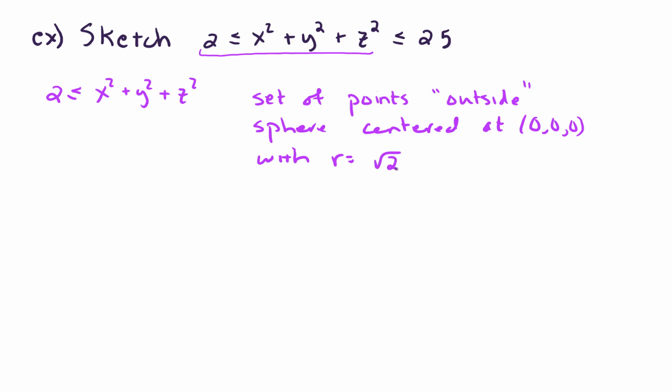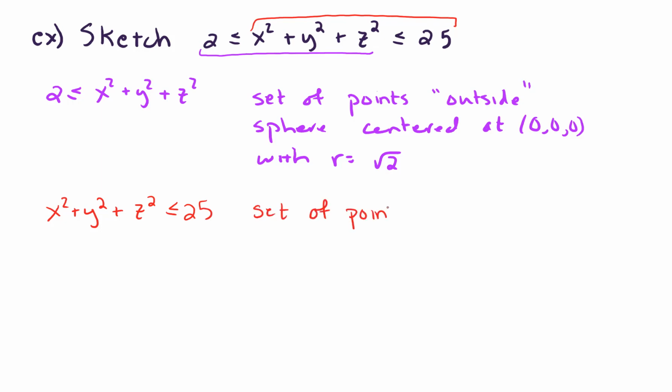And then on the other side, if we look at this side of the inequality, x squared plus y squared plus z squared is less than or equal to 25. This describes the set of points inside, right? They're less than or equal to, so this is inside the sphere centered at the origin with radius 5.